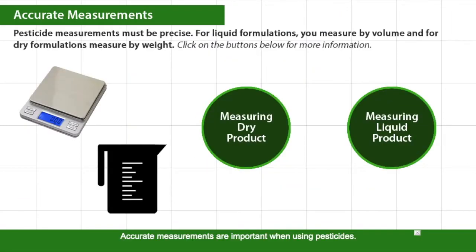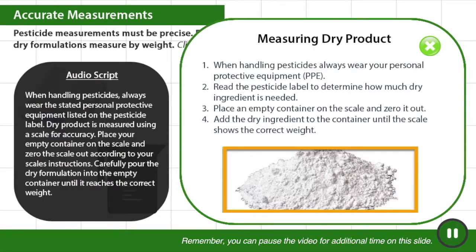Accurate measurements are important when using pesticides. For pesticides to be effective, you must measure and mix them according to the label instructions. When handling pesticides, always wear the stated personal protective equipment listed on the pesticide label.